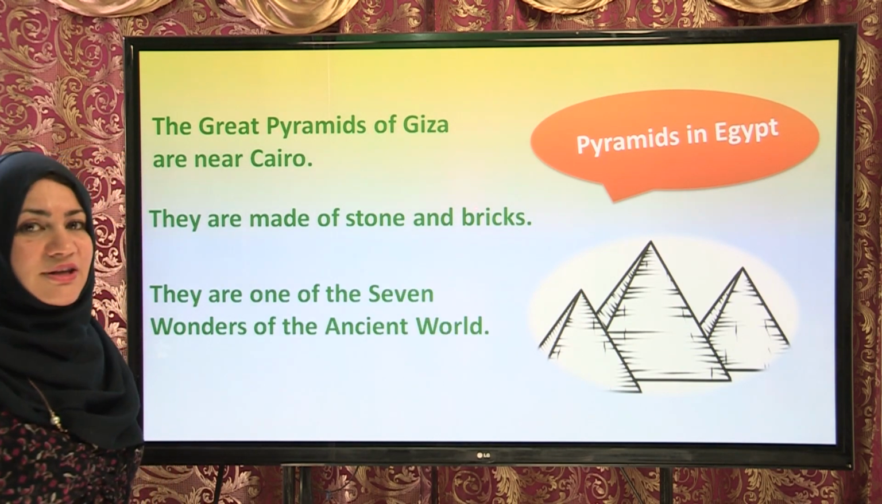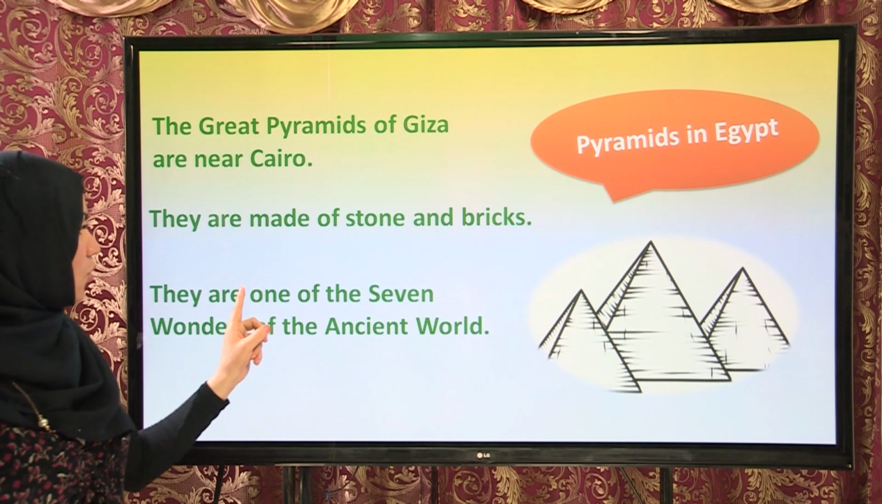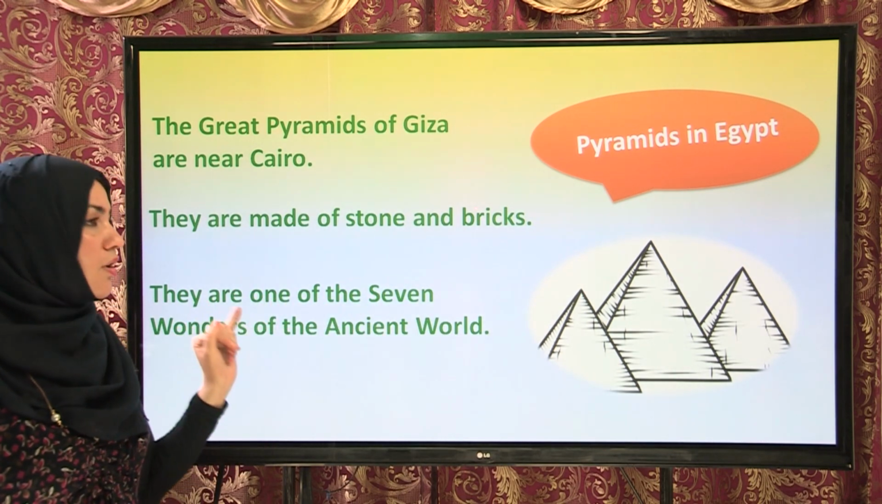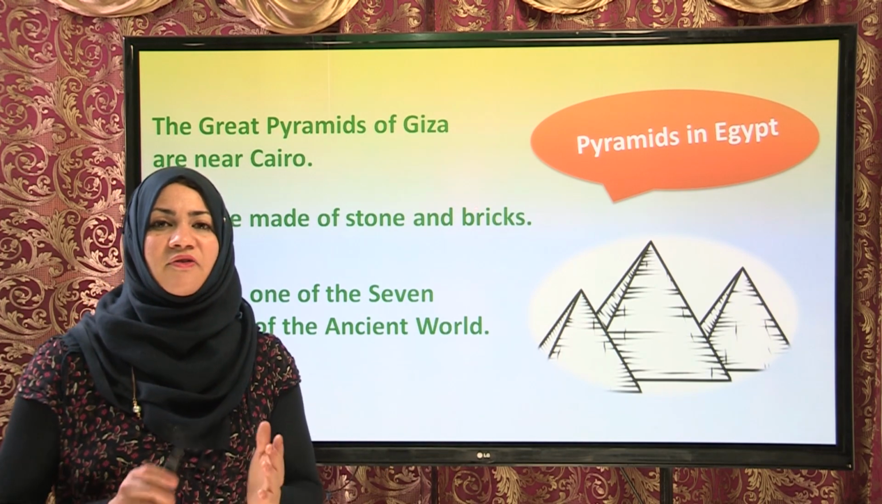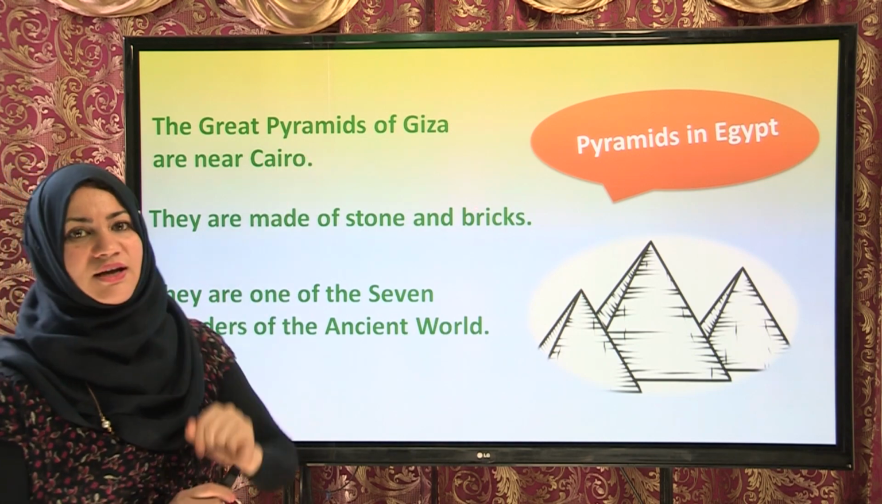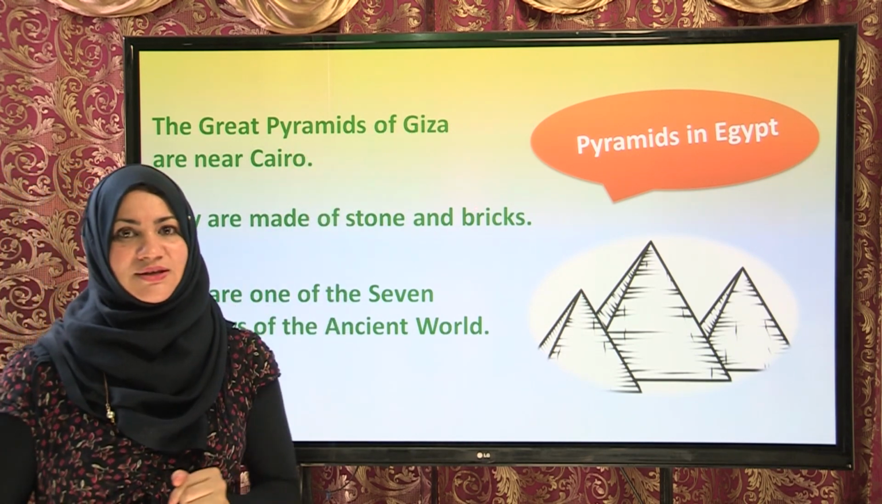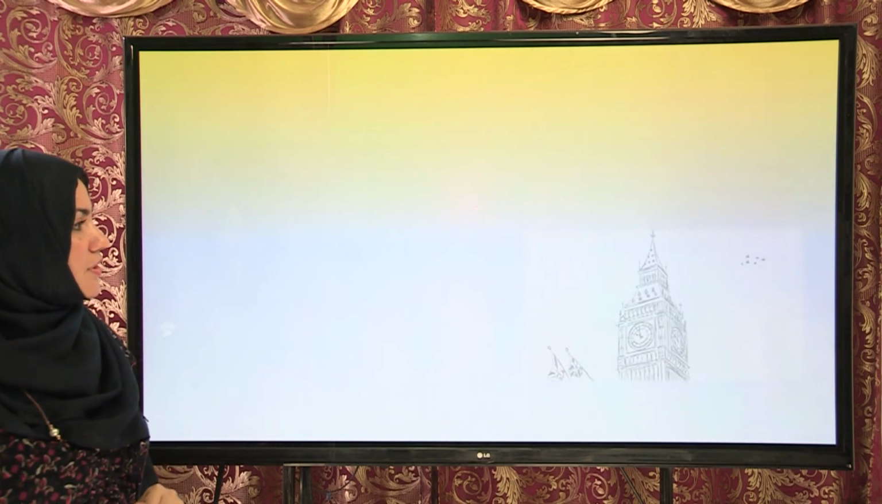Let's see together the third information. The pyramids are one of the 7 wonders of the ancient world. It means they are very old landmarks in Egypt, near Cairo and exactly in Giza. Let's see together the third example.